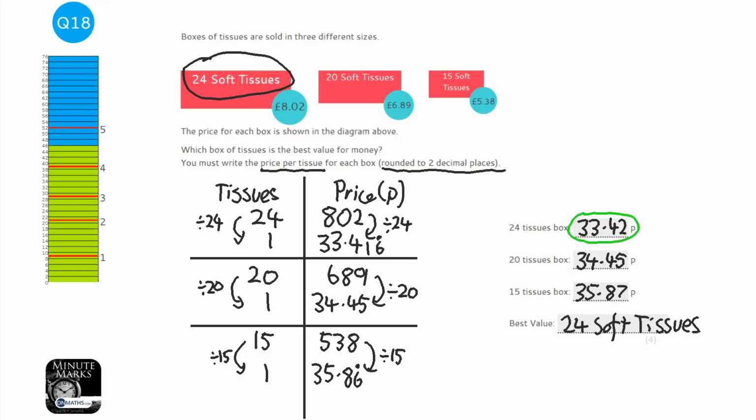Now if you worked the other way, if the question didn't specify how to do it and you were working out the amount of tissues you get per penny, then obviously it works the other way. You want the biggest number because you want the maximum amount of tissues per penny. So just be a little bit careful of that.